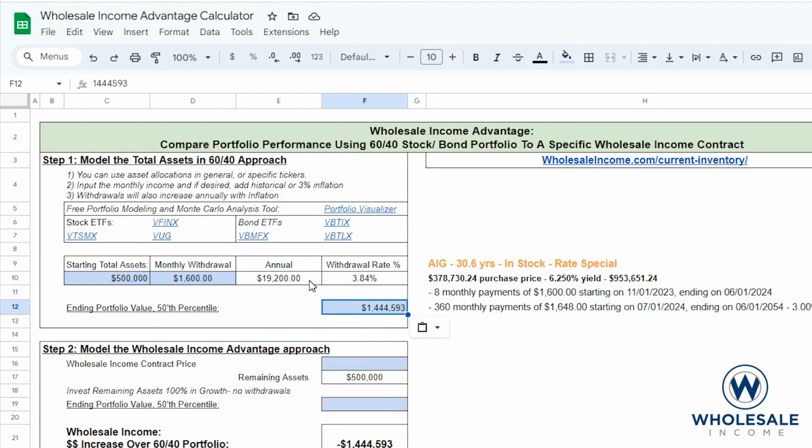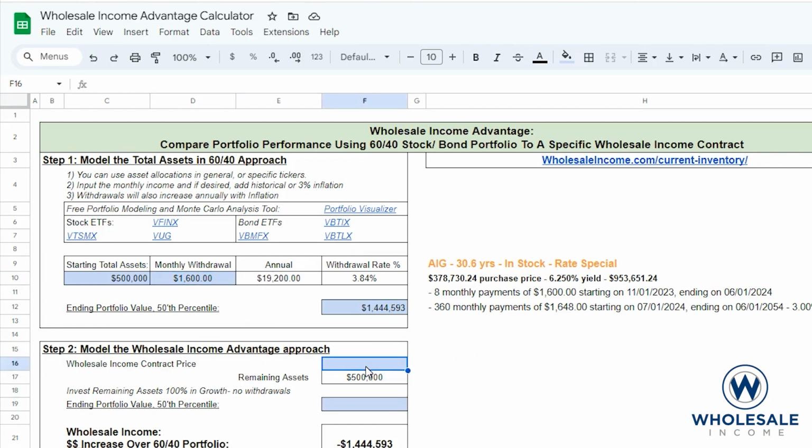You could have 1.4 million left over after pulling $1,600 a month for 30 years off of your $500,000 portfolio. That would be a great outcome. Now let's compare it though. Let's just compare it to what happens if instead of pulling $1,600 a month off of that portfolio, and that portfolio going up and down and you facing the risk of total portfolio ruin or running out of money, let's just look at it a different way.